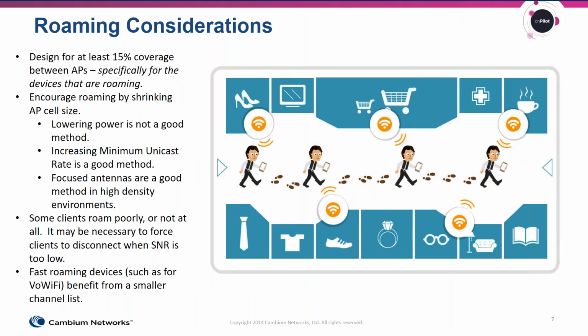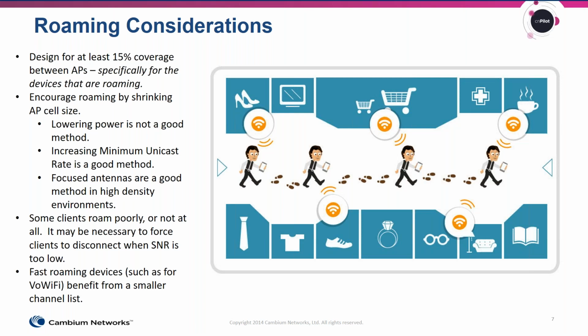Roaming considerations. So in roaming, the most important thing to design for is good coverage with overlap between APs. Say your application needs a signal strength of -67 dBm or an SNR of at least 15 in order to operate well. You don't want the coverage of one AP to end and the next one to begin right where that border is.